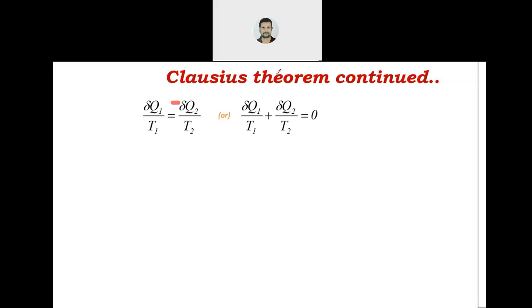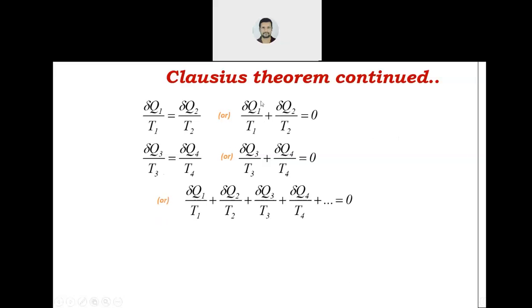Correct? Now, in the same way, you take the second cycle and write the expression dQ3 by T3 plus dQ4 by T4 equals 0, and so on. It will go on like this only. So when you add, you will get dQ1 by T1 plus dQ2 by T2 plus dQ3 by T3 plus dQ4 by T4 and so on. This total sum is equal to 0.